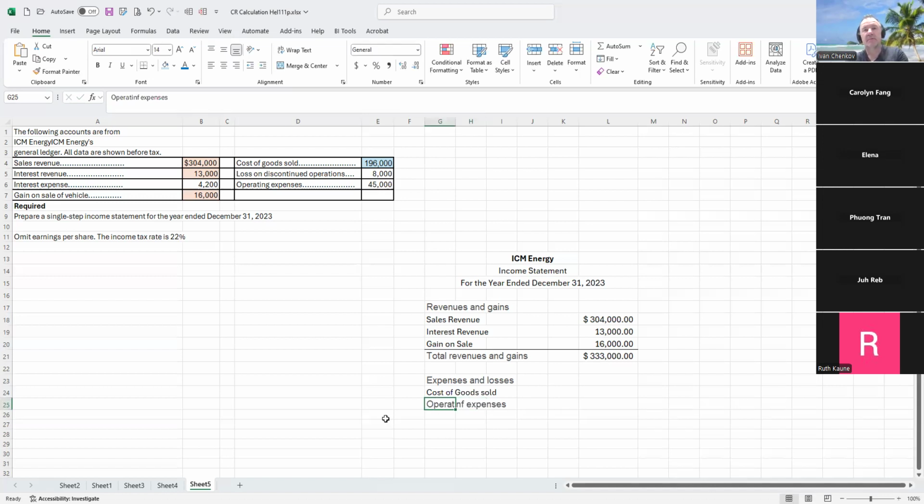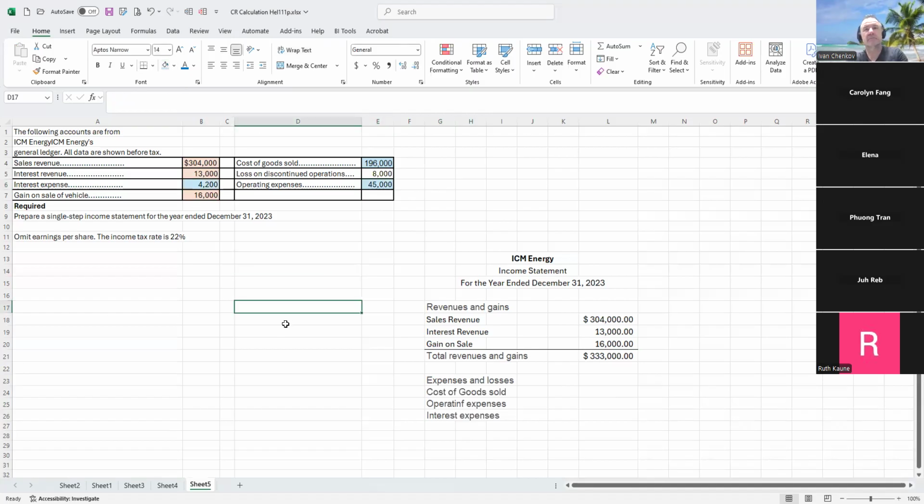Okay, we got the operating expenses. What will be the last one? You said interest expense, right? Yep. Let's not disappoint you. Let's get this interest expense. Do you see anything else? Loss on discontinued operations. So now let's think about it. Can we show the discontinued operation under the continued operation?